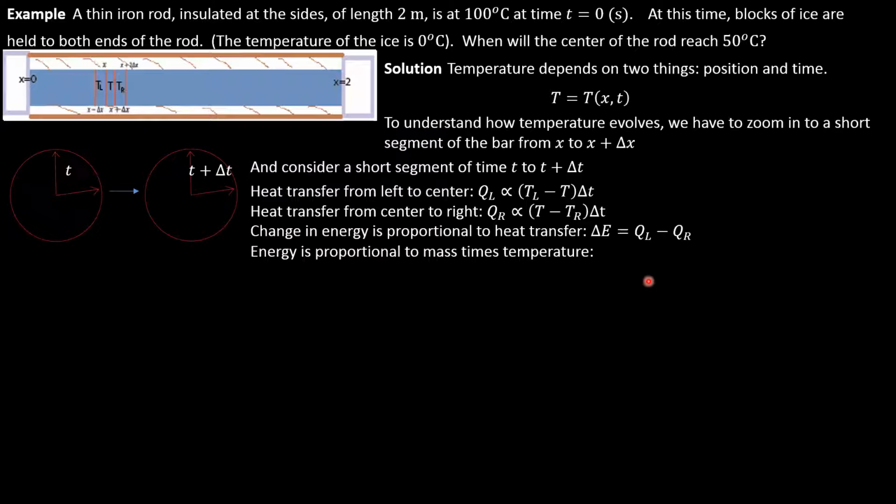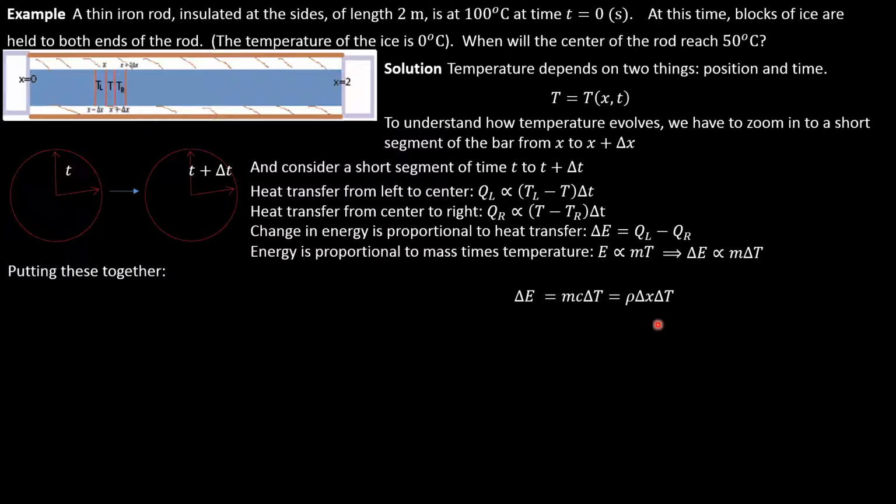And energy is proportional to mass times temperature. So change in energy is proportional to mass times change in temperature. Now, if we put these together, change in energy is mass times a constant times a change in temperature, where the constant is the proportionality constant here. Then we also know that mass is equal to density times the length of our slice.